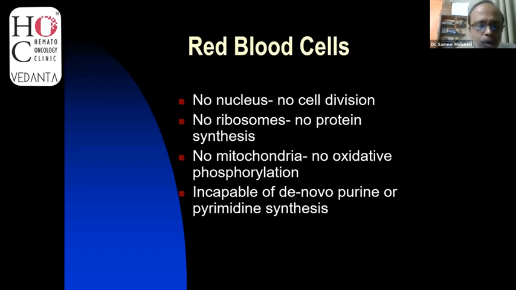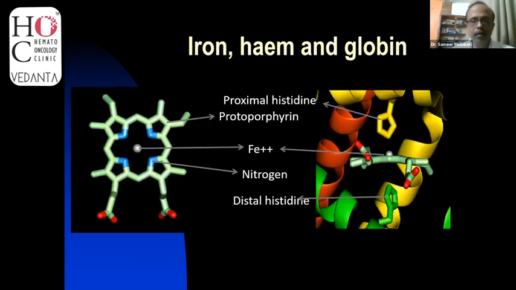Now, the RBCs have no nucleus, as we know, and therefore they cannot divide. There are no ribosomes, and therefore it cannot produce proteins. It does not have mitochondria, so there is no oxidative phosphorylation of its own, so it cannot generate its own energy, and it is incapable of de novo purine or pyrimidine synthesis.